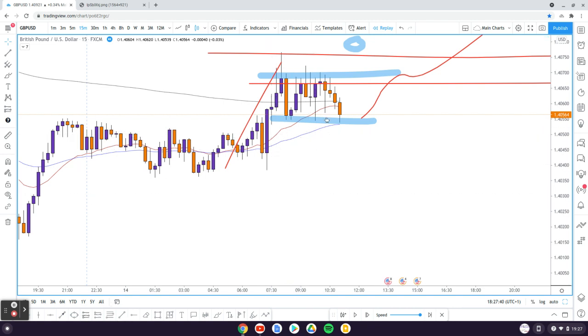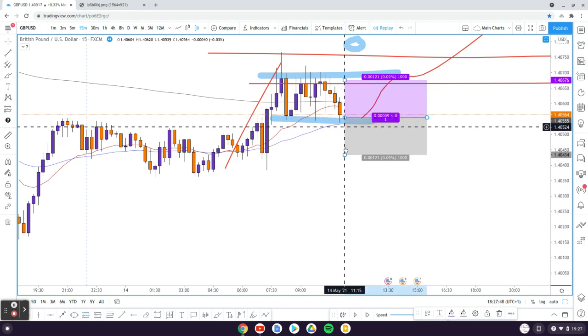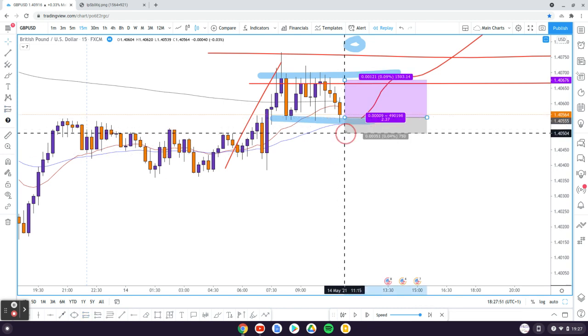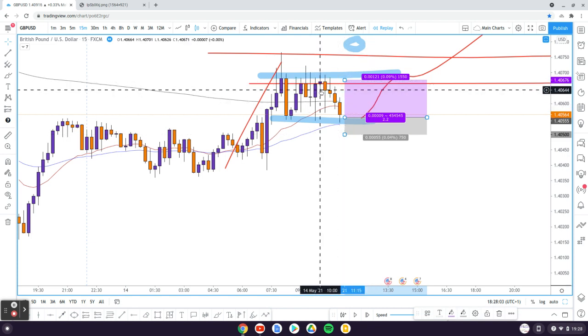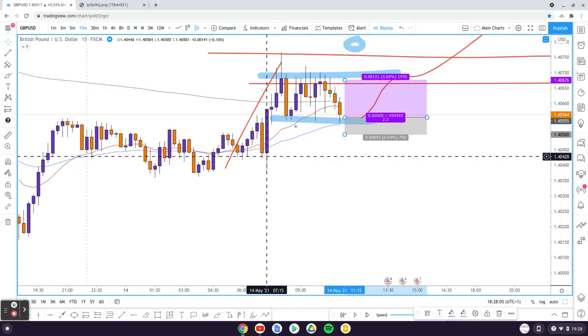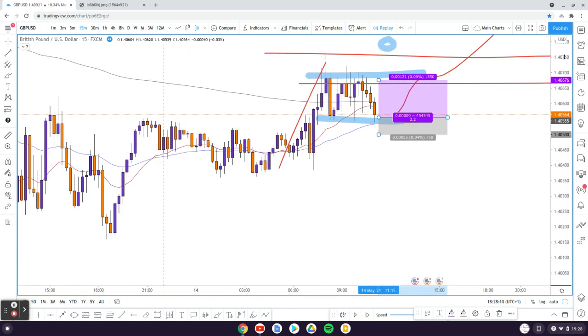So I entered at 1.40555. I put my stop loss at 1.4050. Yeah. First target was the resistance, the target one. Second target was high of the day. Third target was the round number.